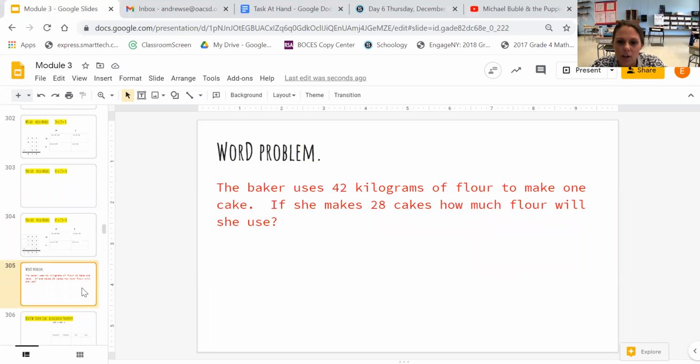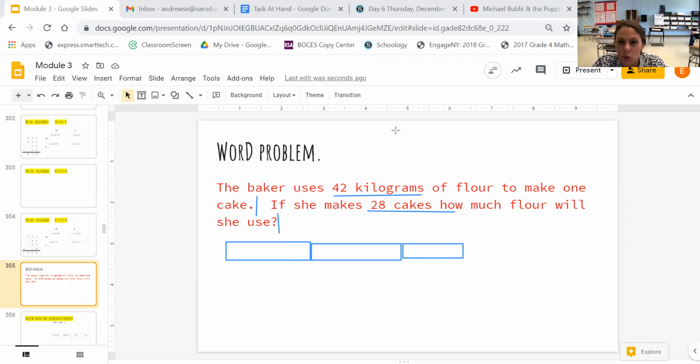Here we go. The baker uses 42 kilograms of flour to make one cake. Roadblock. If she makes 28 cakes, how much flour will she use? Okay, so this is one cake. She needs this much flour, and she's making 28. Wow, that tape diagram would be huge. I'd have to do 42 kilograms of flour 28 times. I don't want to do that.